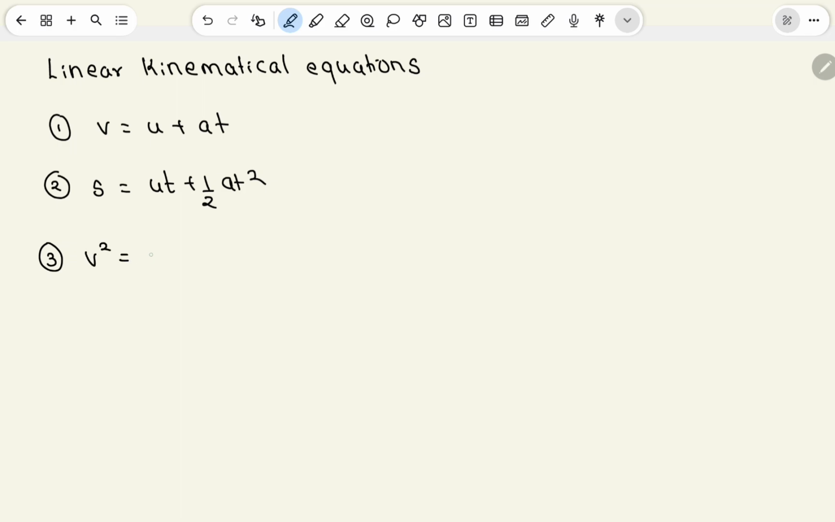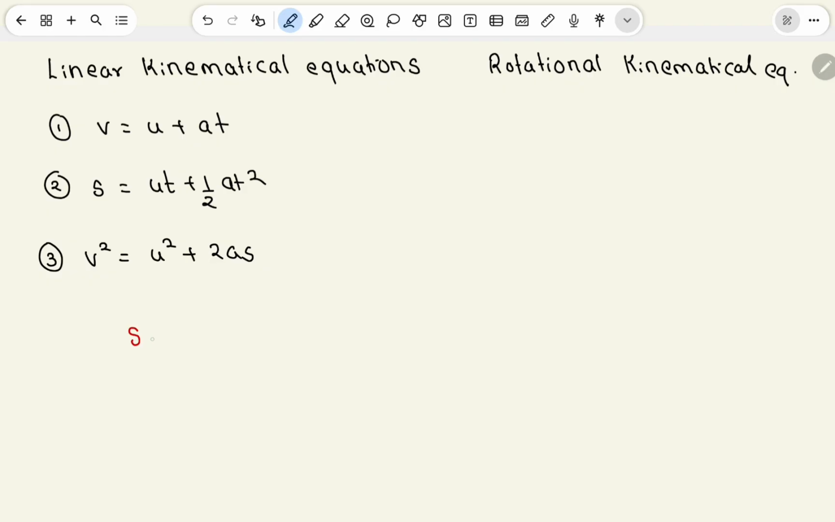Third, V square is equal to U square plus 2AS, where T is time, V is final velocity, U is initial velocity, S is displacement, and A is acceleration. Now, if we want to write down rotational kinematical equations, we just need to remember a few replacements, and the replacements are as follows.